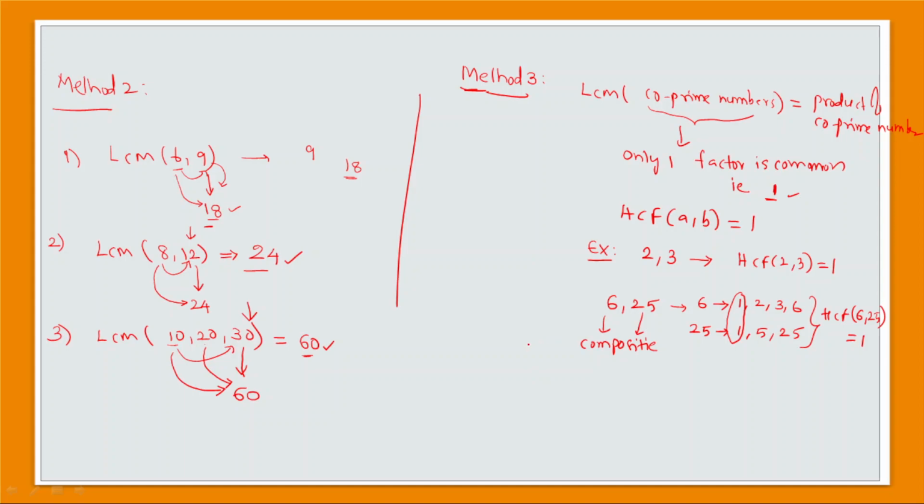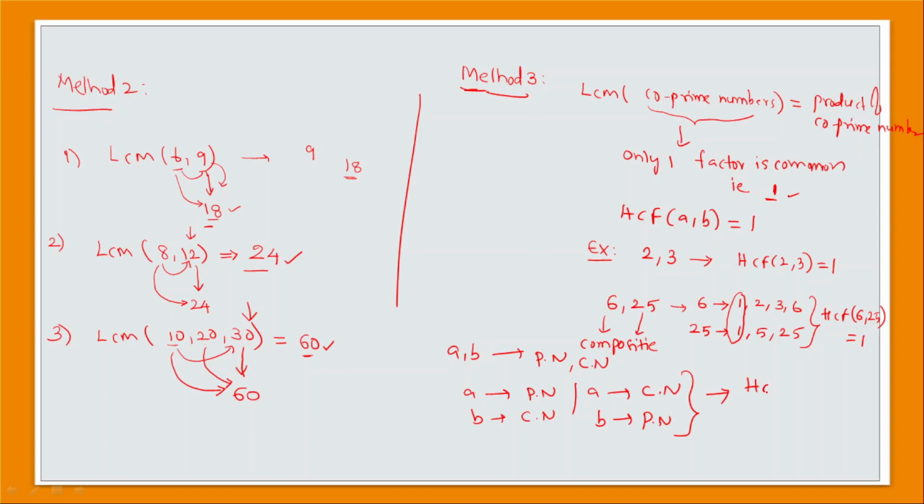If we observe one point here, A comma B may be prime numbers or composite numbers. In some cases A may act as a prime number and B may act as a composite number, or sometimes A may act as a composite number and B may act as a prime number. In all these four cases, we will get the HCF of A comma B as one only.